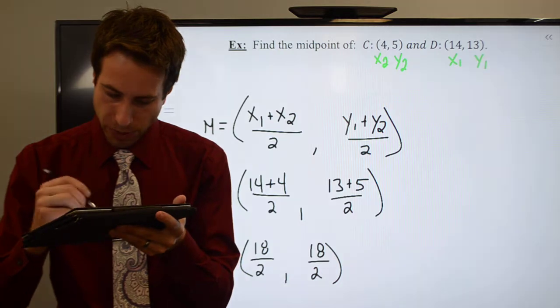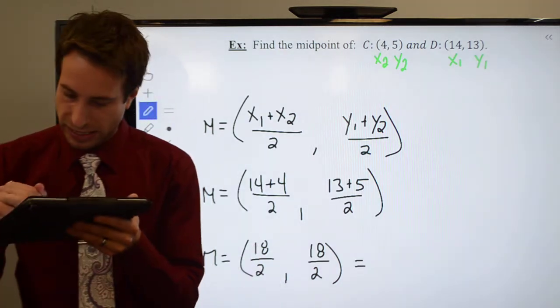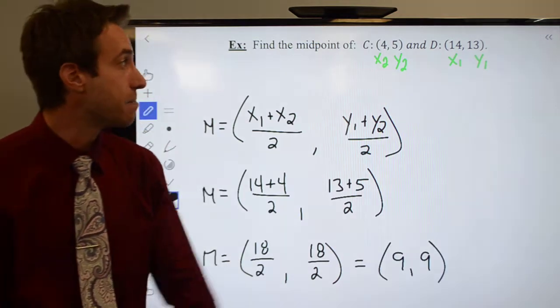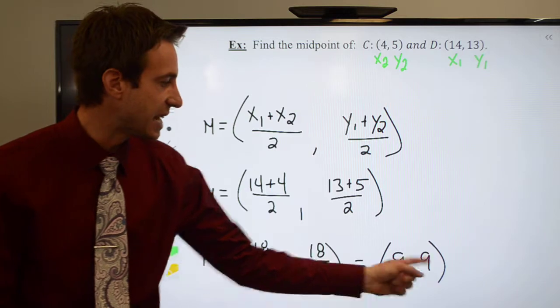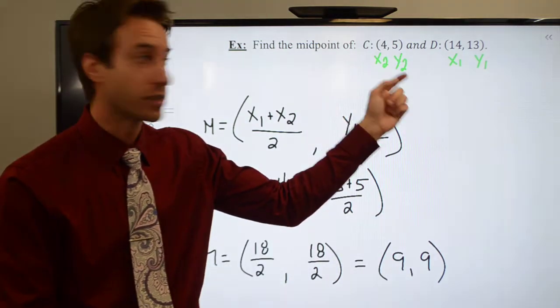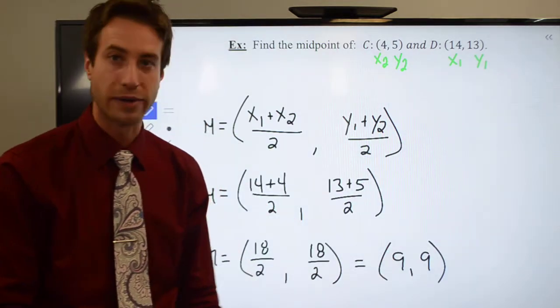So what we wind up with is a midpoint that is equal to, of course, 18 divided by 2 is 9. So exactly halfway, the midpoint between these 2 points is 9, 9. And if you had done it with x1, y1 farthest to the left and x2, y2 the point farther to the right, you still would have wound up with 9, 9.